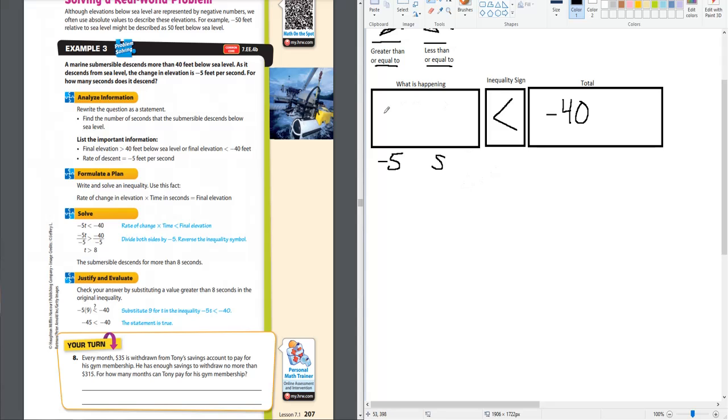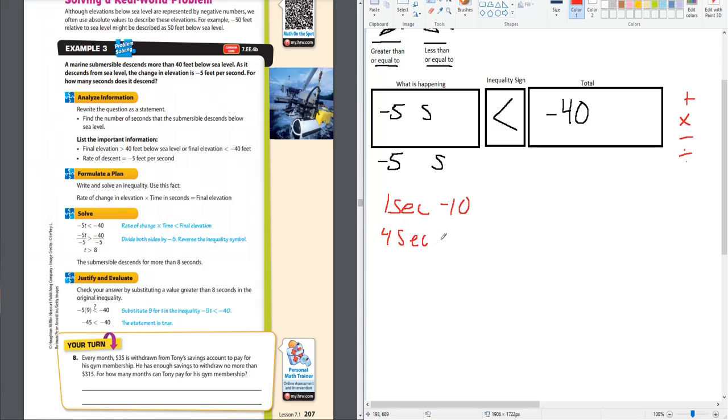So here, we're going to put negative 5, and we're going to put s. Now, we don't know the operation that goes in between them. The way that we know the operation that goes in between them is this: addition, multiplication, subtraction, division. Now, at 1 second, it'll be what? Negative 5 feet. At, I don't know, 4 seconds.